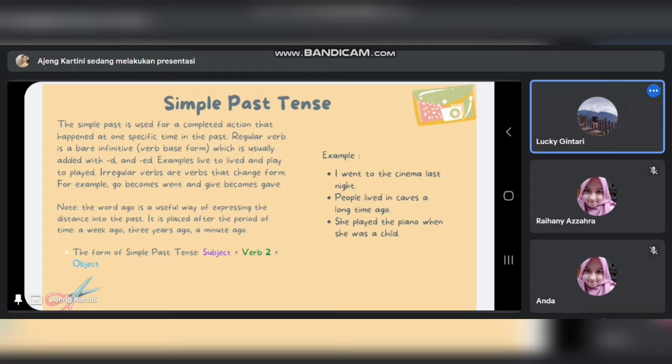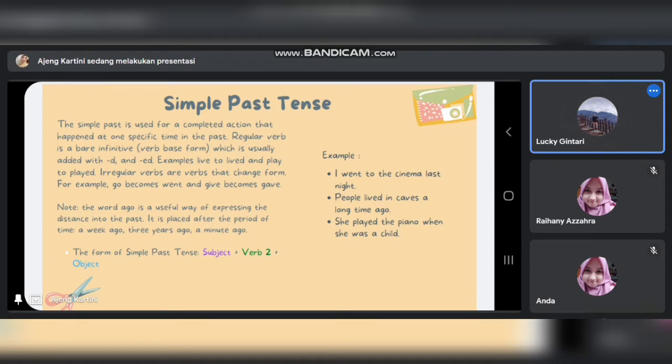Note, the word ago is a usable way of expressing distance into the past. It is placed after the period of time: a week ago, 3 years ago, a minute ago. The form of simple past tense is subject plus verb 2 plus object. For example, I went to the cinema last night. People lived in the cave a long time ago. She played the piano when she was a child.